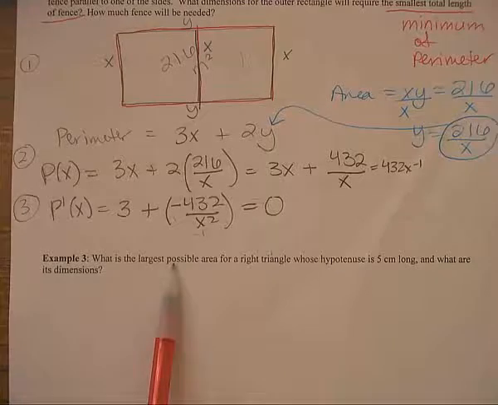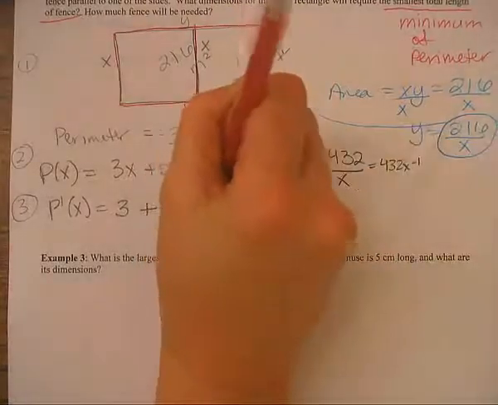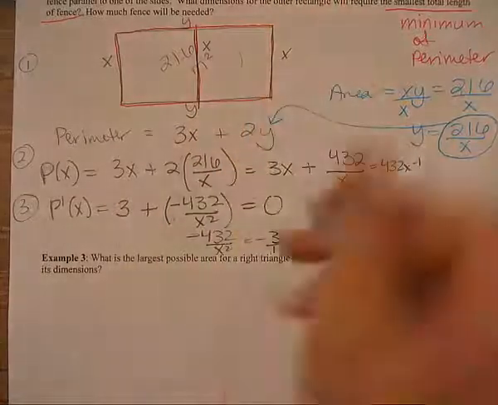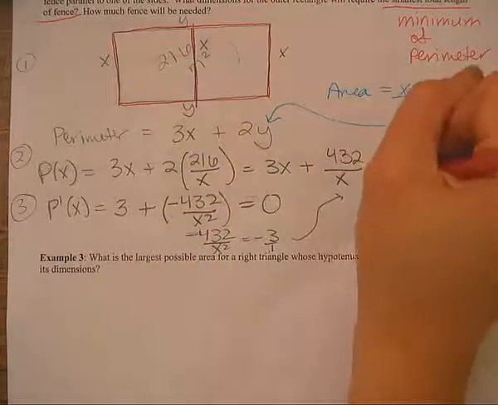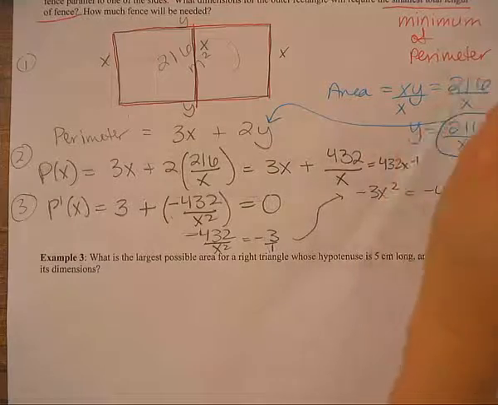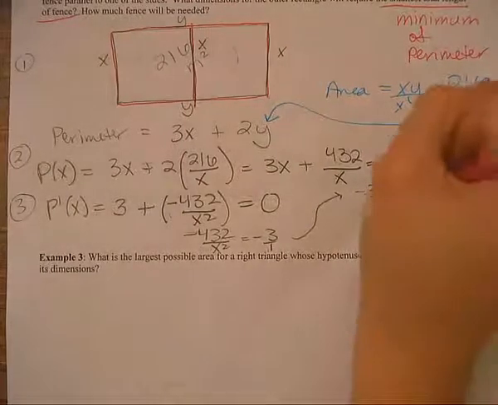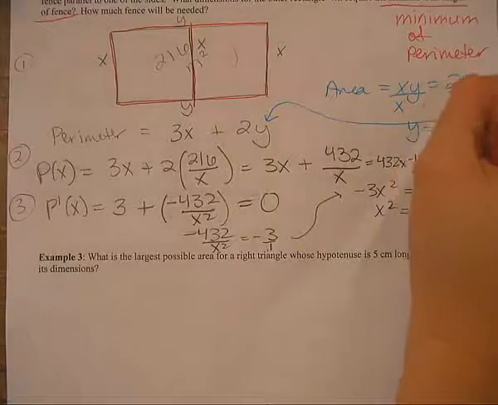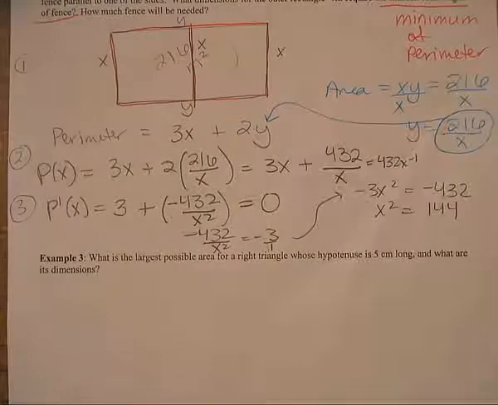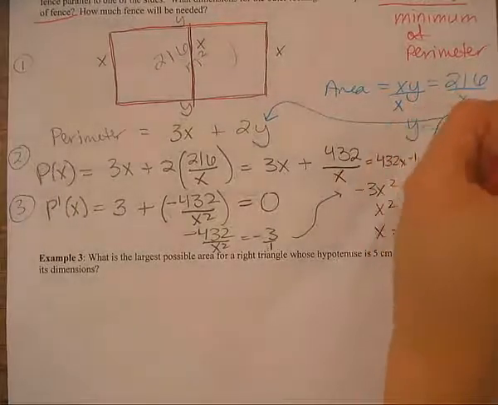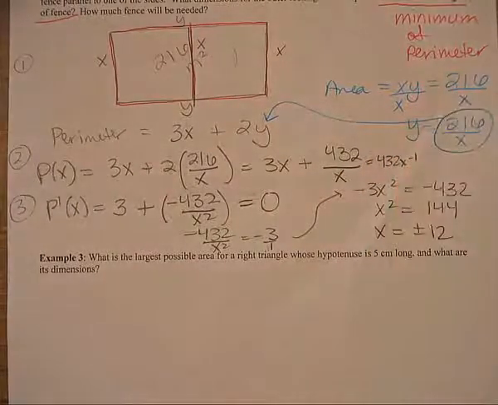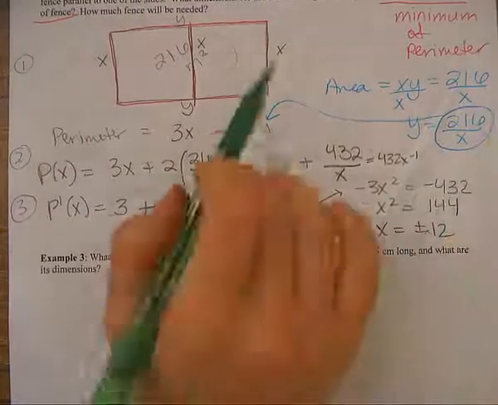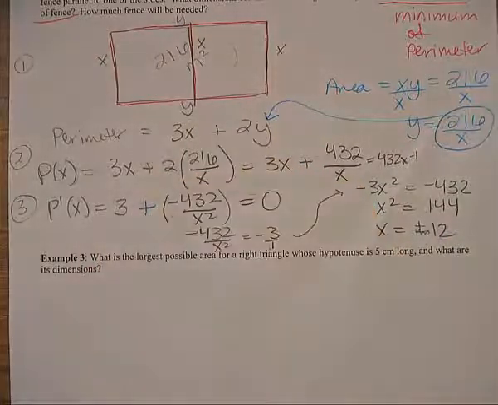So to solve for x squared, I could start by subtracting 3 from both sides, and then do some simple cross multiplying. So I would get negative 3x squared is equal to negative 432. Then I could divide both sides by negative 3, and get x squared is equal to positive 144. So that leaves me with either positive or negative 12 for x. Clearly I'm not going to use negative 12 because I'm talking about the length of this fence, so I'm not going to use a negative length.